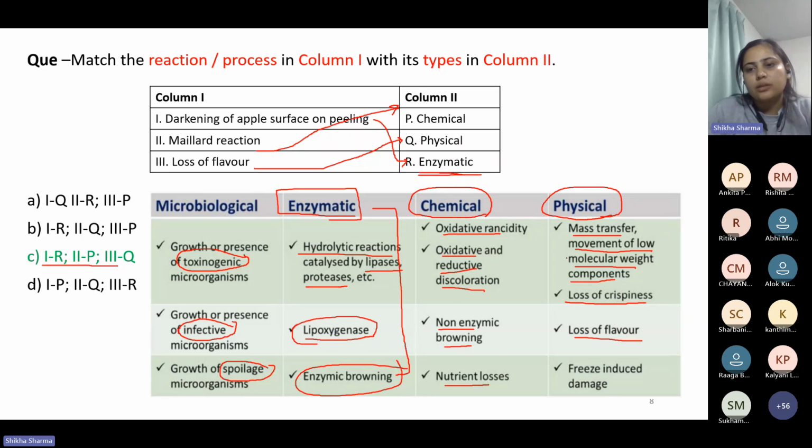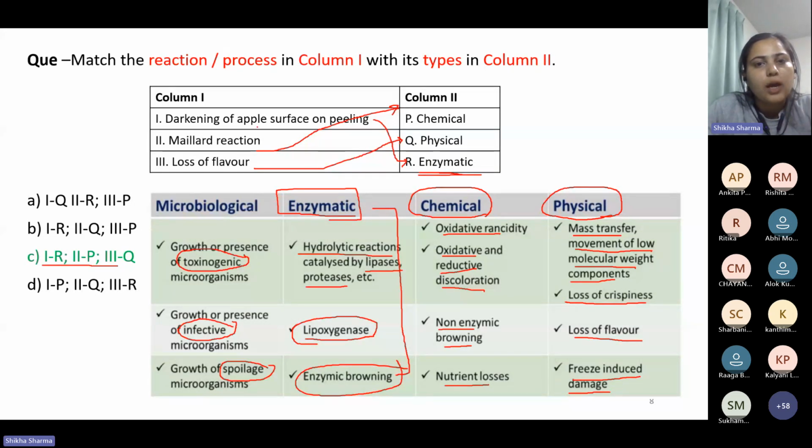And in the physical changes, freeze-induced damage may happen, like when there is a temperature abuse, when there is a low temperature and we suddenly shift to a higher temperature, so there are many temperature fluctuations. Because of the sudden change in temperature, chilling injury, or when we do thawing, there is a loss of the texture of the food product. So it is because of the physical changes.